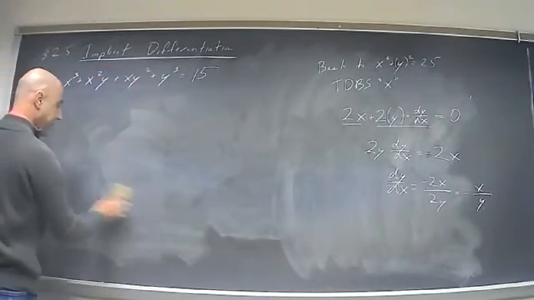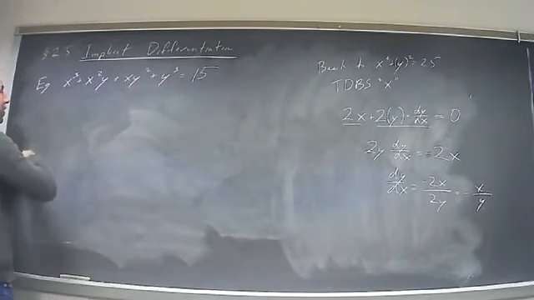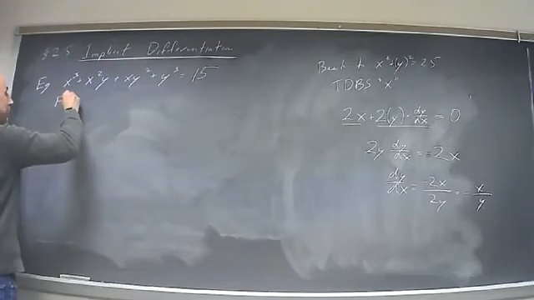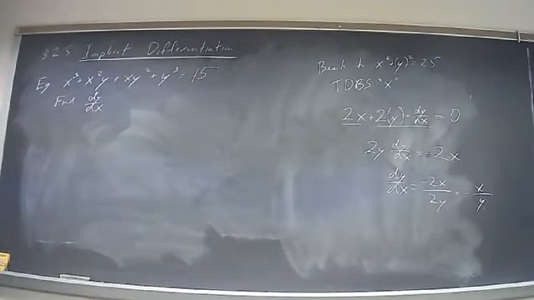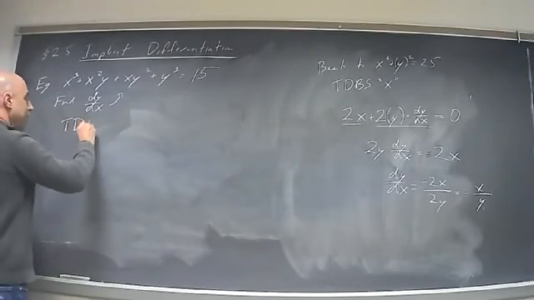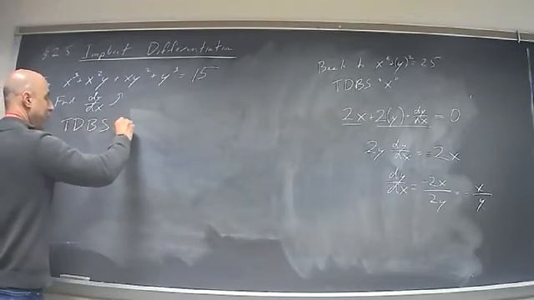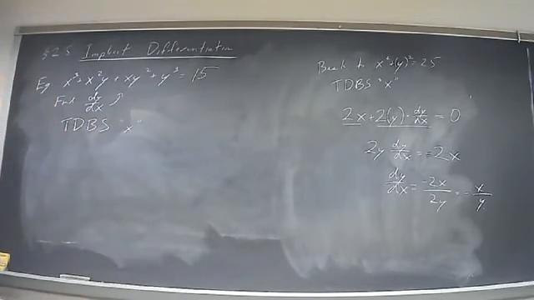So if the question is, here's our function, and I ask you to find dy dx, find the derivative of all of that, then what we're going to do is take the derivative of both sides with respect to x. X is going to be our independent variable. Y will be a function of x. Y will be dependent. We're going to go through term by term.